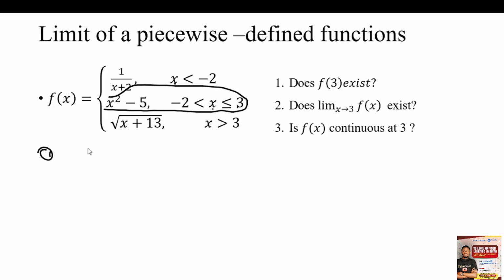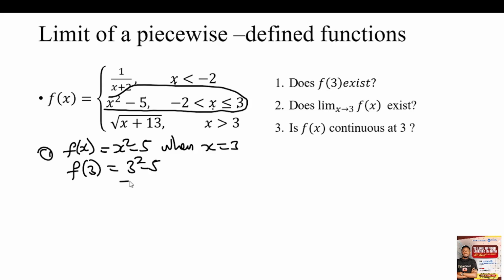The function that we are going to use is f of x equals x squared minus 5. So the function f of x is equal to x squared minus 5 when x is equal to 3. Now let's substitute the value of x into the function. And so we have f of 3 equals 3 squared minus 5. That gives us 9 minus 5, and that gives us 4.